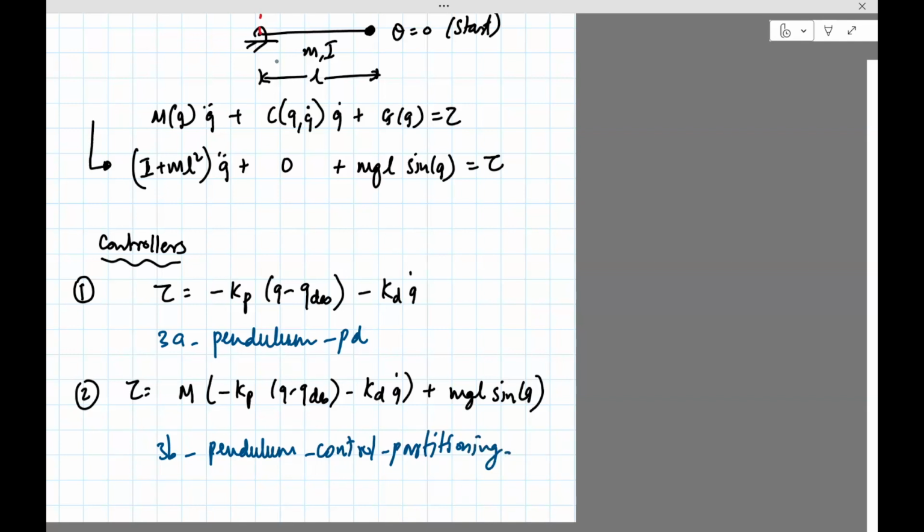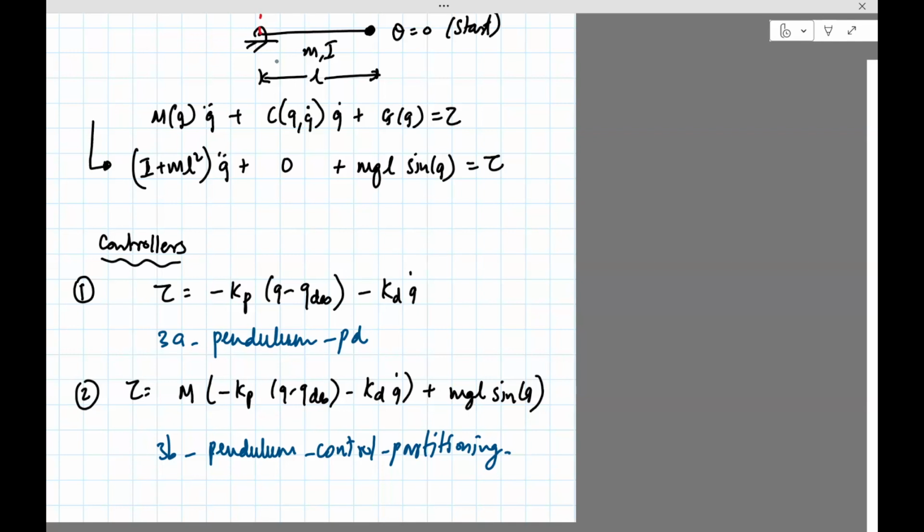First one, pretending we figured it out, we did the most reasonable thing to do, a proportional derivative control, see what happens, and then we'll take the partitioning one, which ensures that we get a critically damped system.